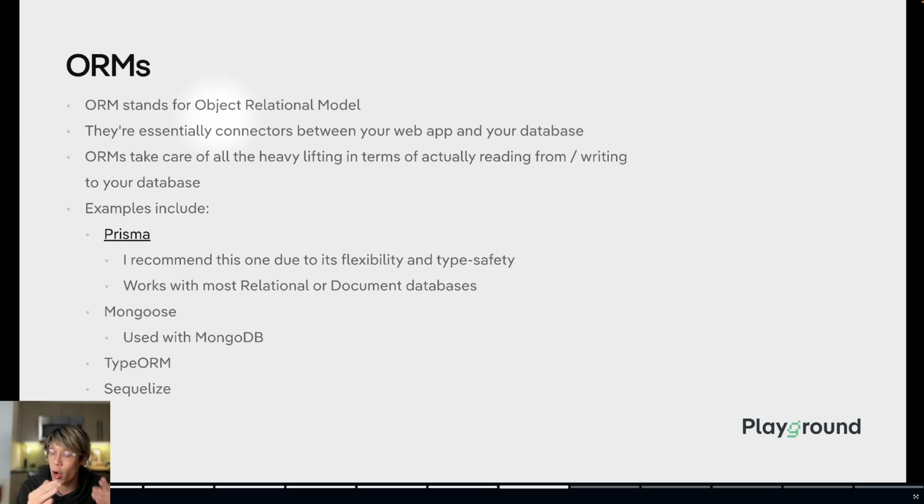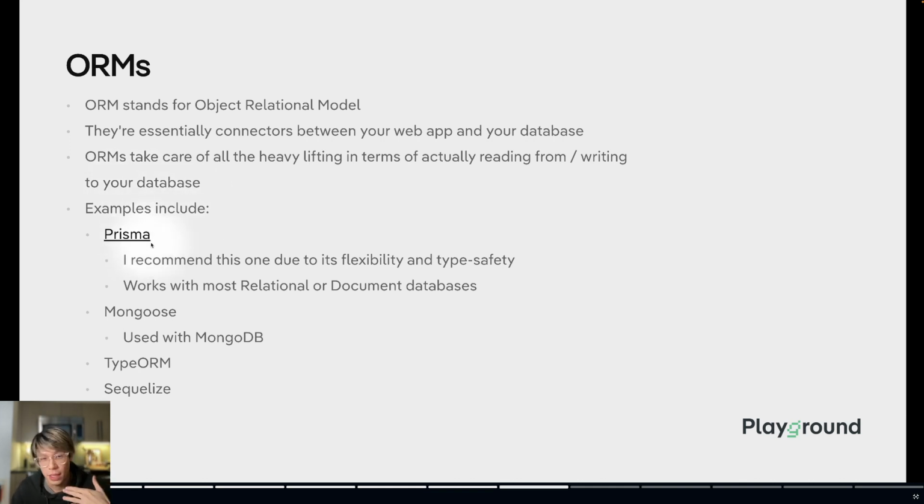When we use an ORM in JavaScript, we can write JavaScript and the ORM will translate that JavaScript into SQL for us, which is really nice, right? It means we can keep our application in one language, JavaScript or TypeScript, and the ORM will do all the heavy lifting of actually reading from and writing to the database. So that's nice. There are many types of ORMs out there.